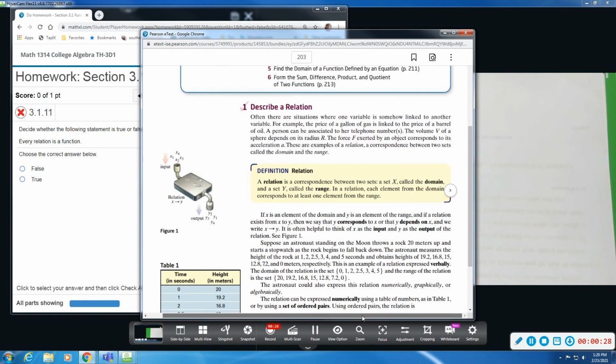On the first page, it shows you that a relation is a correspondence between two sets, X called the domain, Y called the range. Each element from the domain corresponds to at least one. So there is at least one that they're mapped to. That's what a relation is.